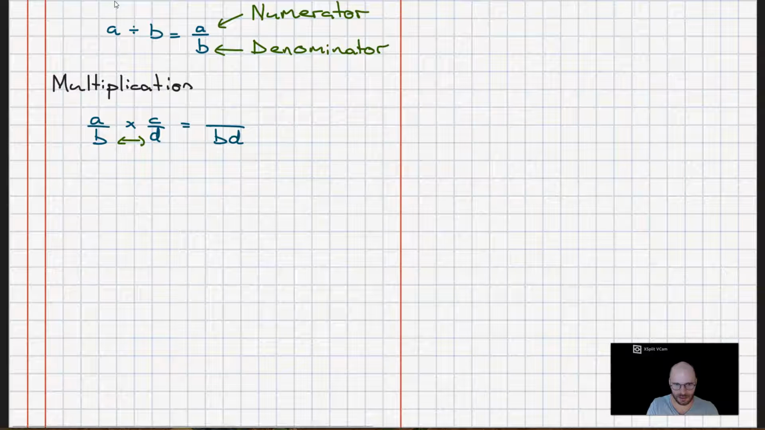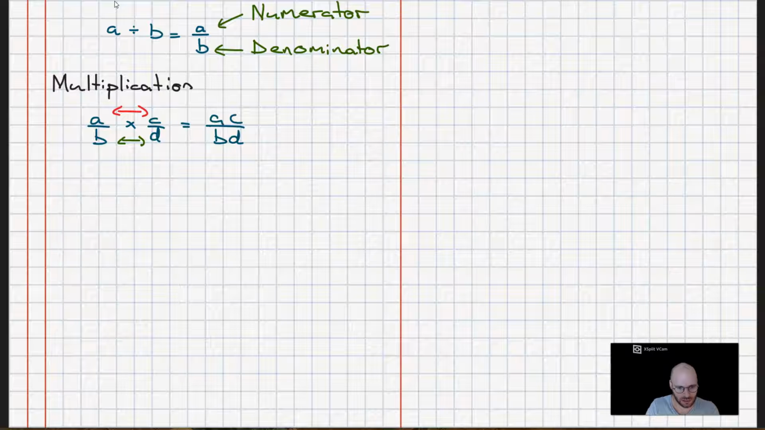Now next step is looking at the numerators. We see A and a C, and we're going to multiply across. So A times C is simply AC. So that's our result there. That's how we do multiplication with fractions.